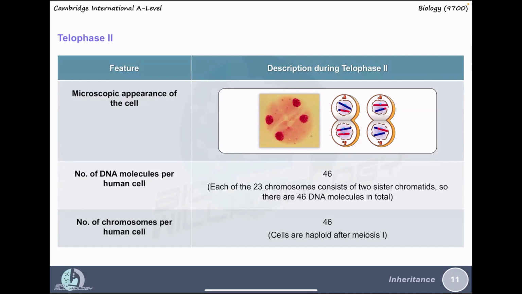And again, the number of chromosomes means the number of sister chromatids here. So at this moment, per cell, we still have 46 sister chromatids. However, at the end of cytokinesis, where the cell is divided, the completion of the cell division, each cell contains 23 DNA and 23 chromosomes.